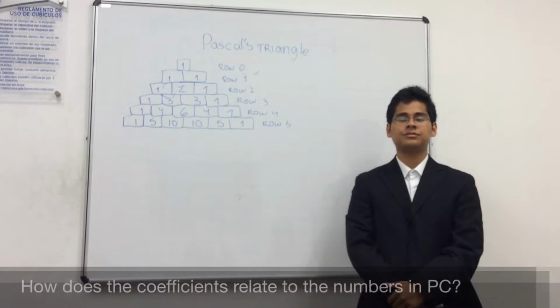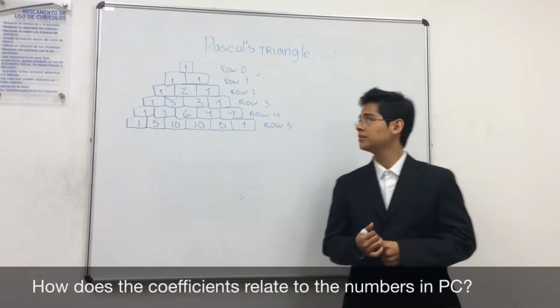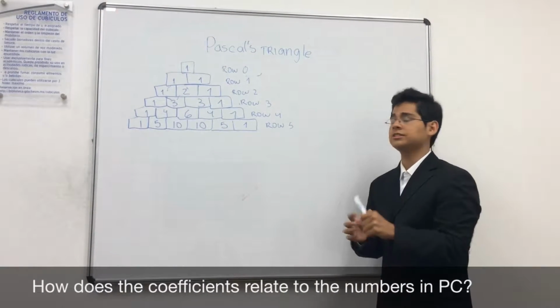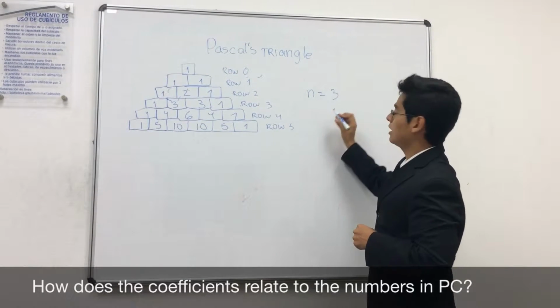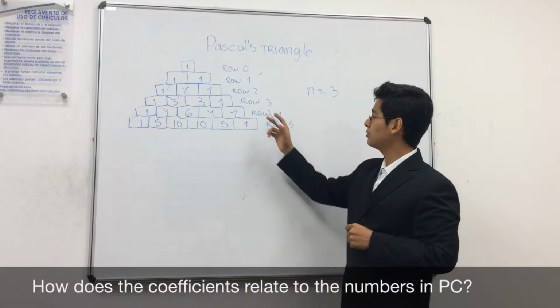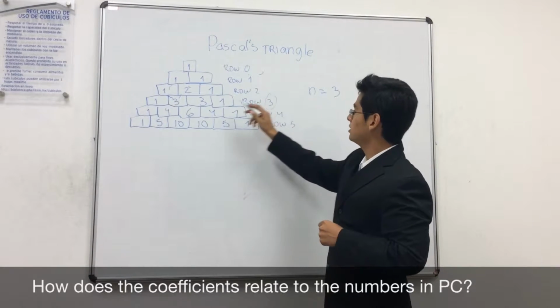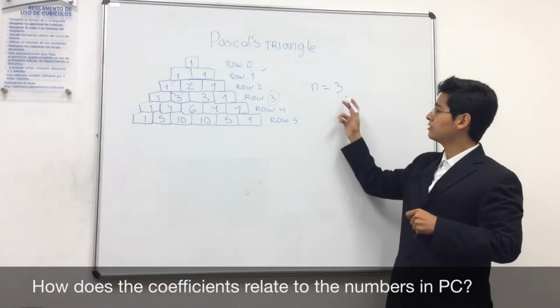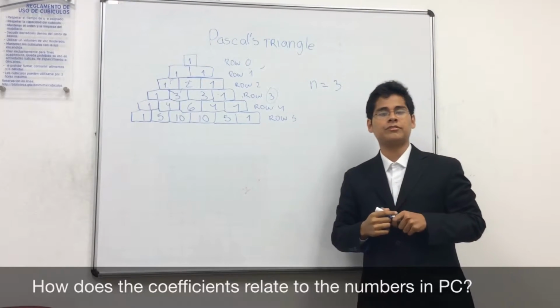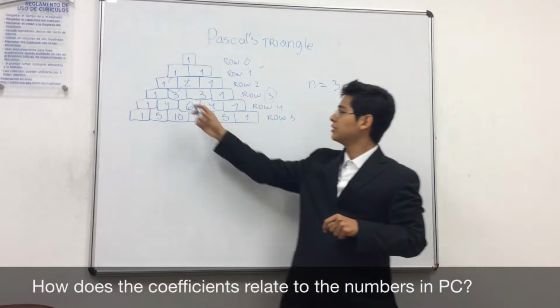The number of terms relates to the exponent n. Well, the answer for this is simple. If you have n equal to 3, you will have 4 terms. For example, this is n equals 3: 1, 2, 3, and 4. And also, if you have n equal to 3, the number following the 1 will be 3, like in here.